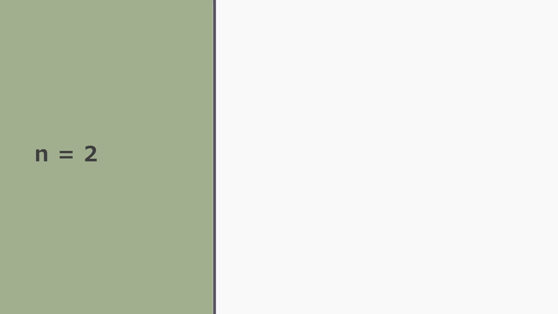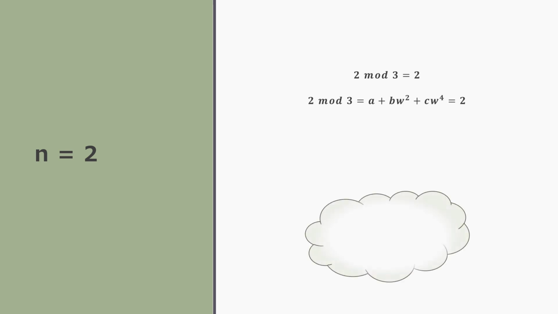And when n is 2, we have 2 mod 3 equals 2. And plug some things in. We have some weird things here, w squared and w to the fourth. Strange things. Well, let's remember w to the third equals 1. So we know that w to the fourth equals w to the third times w to the 1. So we can just replace that and have w to the fourth times 1. So we just have this.